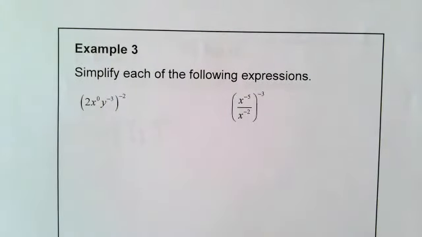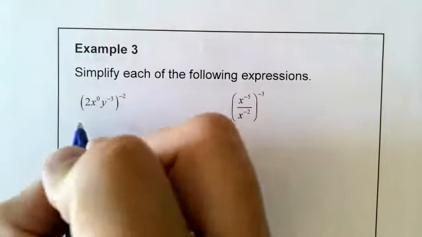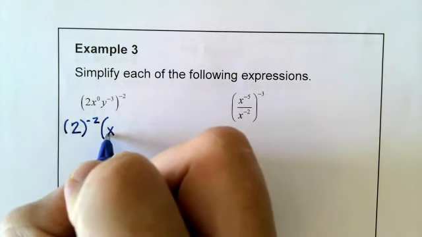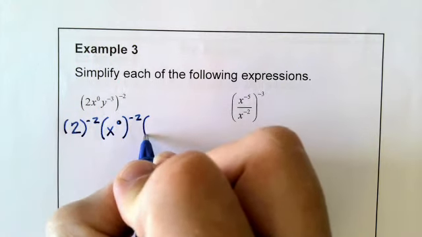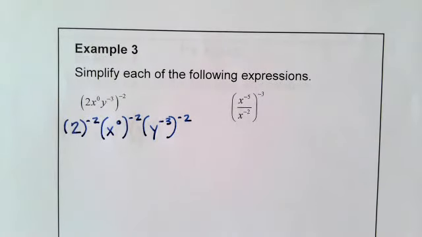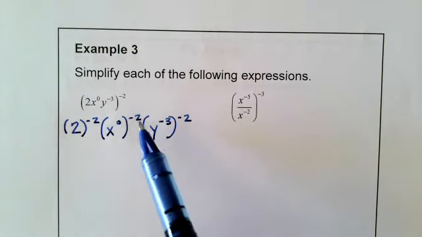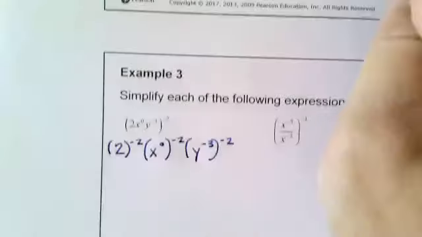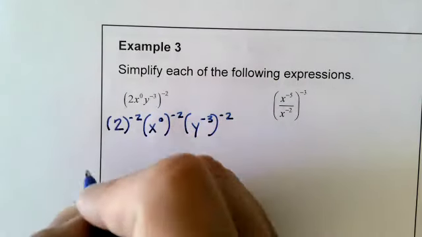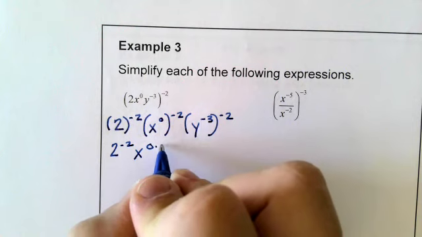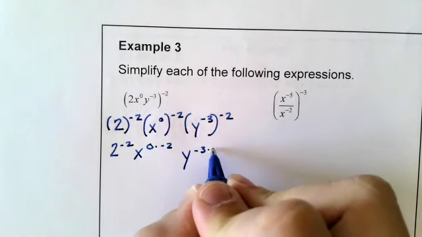Okay, so let's simplify the following expressions. We're going to distribute the -2 to everything inside the parentheses. So I have a 2 to the -2, x to the 0 to the -2, y to the -3 to the -2. Okay, and we're going to distribute those parentheses before raising x to 0, for example. Because we know that would just be 1, but we want to distribute the parentheses before we do exponents. All right, 2 to the -2, x to the 0 times -2, y to the -3 times -2.